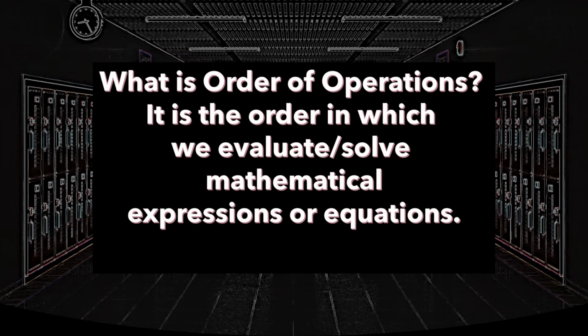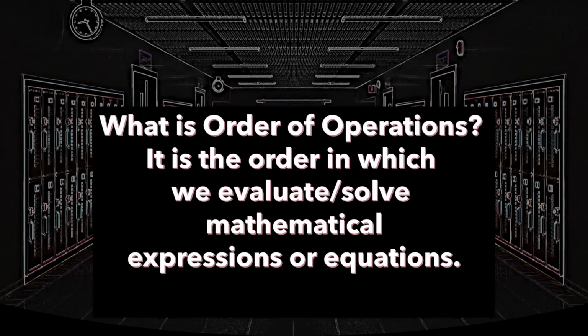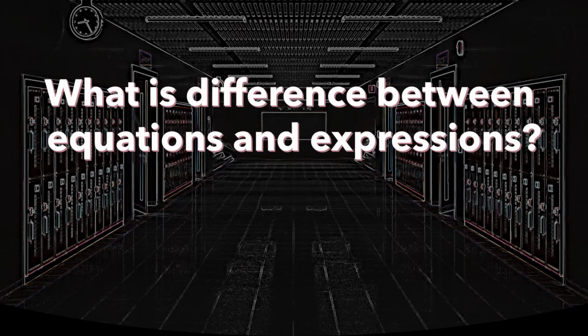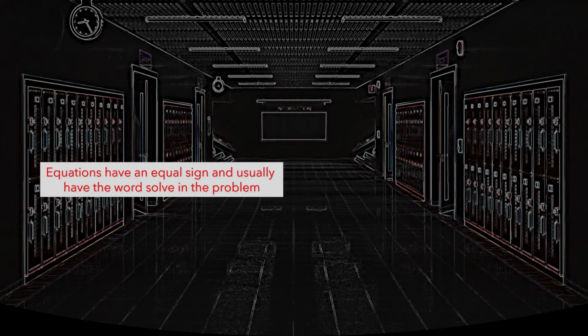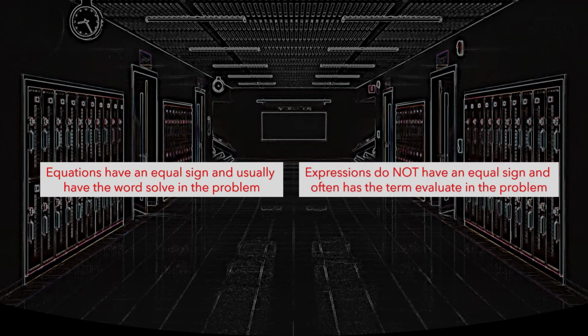Today we're going to go over order of operations. Now, what is order of operations? It is the order in which we evaluate or solve mathematical expressions or equations. What is the difference between equations and expressions? Equations have an equal sign and usually have the word solve in the problem, whereas expressions do not have an equal sign and often have the term evaluate in the problem.